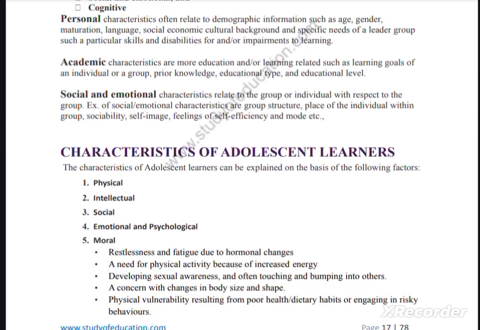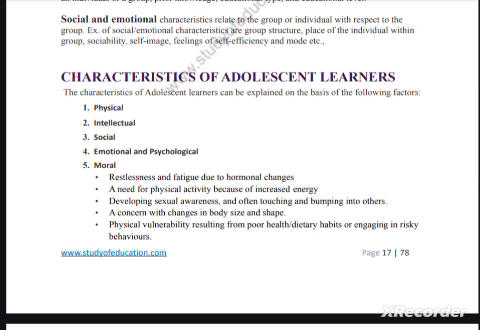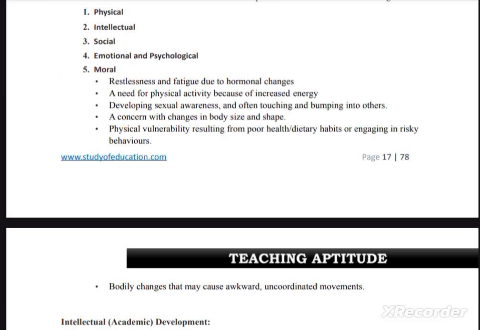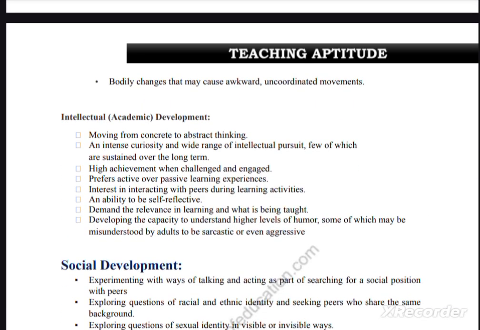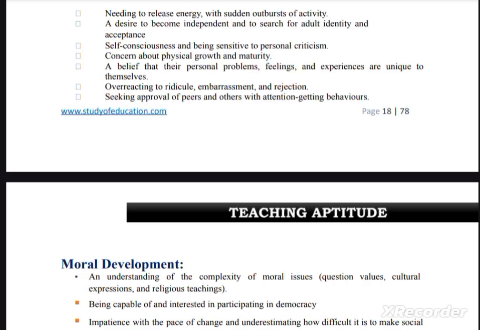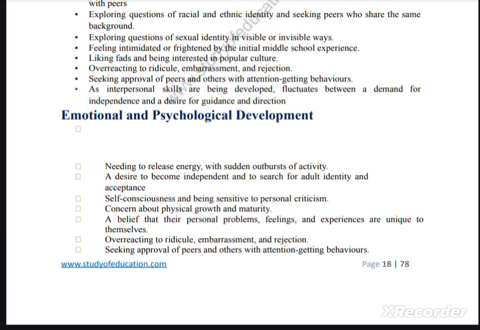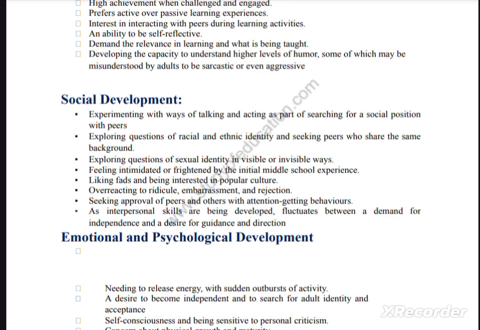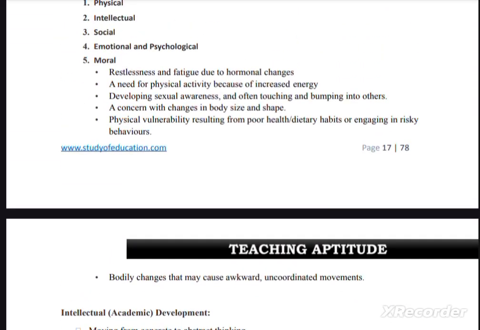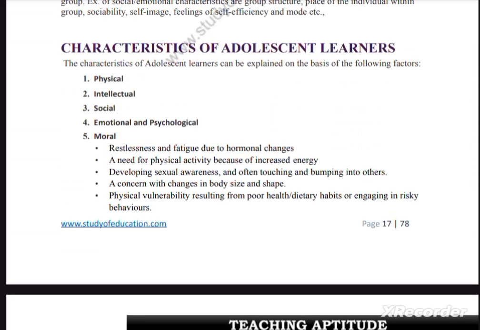Let us move on to the characteristics of adolescent learners: physical, intellectual, social, emotional and psychological, and moral. By seeing the physical conditions, we can understand whether he is in concentration or in another mood. Here we can observe whether he may be fit. Most of the students may be a failure in physical conditions. That is why there must be improvement in physical conditions.